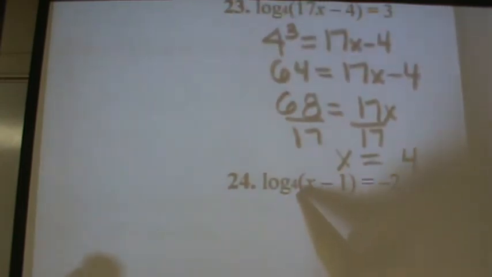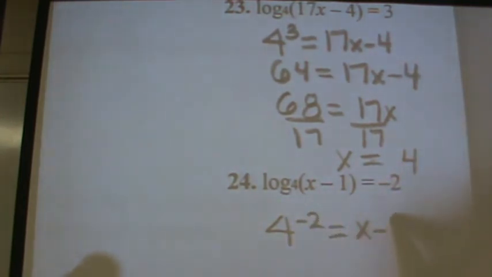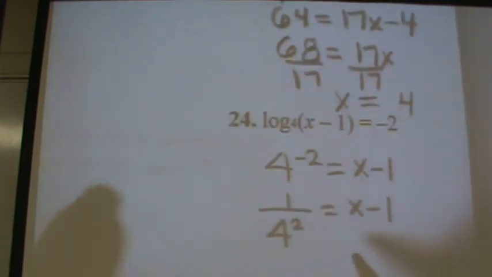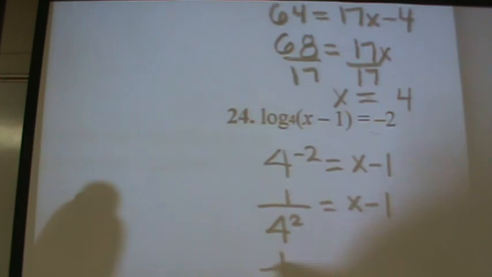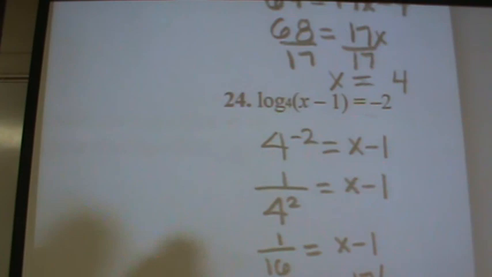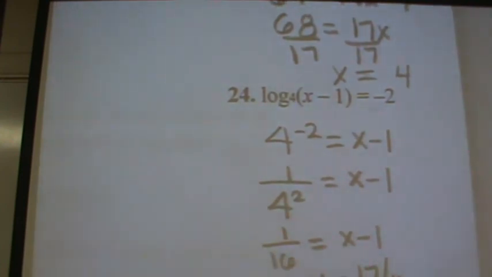In the last one, 4 to the negative 2 power is really 1 over 4 squared. And 1 over 16. And if you were to add 1 to this, you get 17/16. And that works. Homework is done.